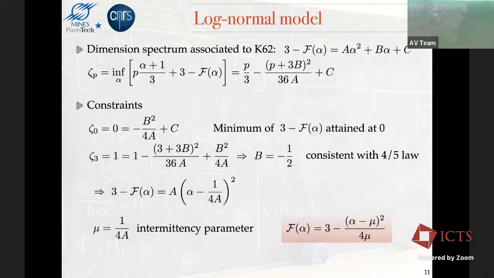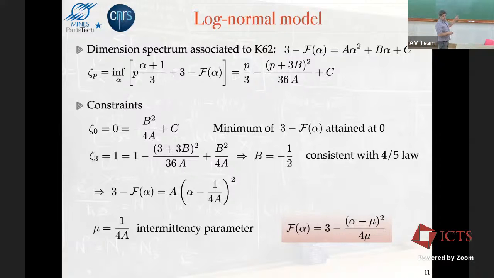So let's go back to your questions about constraints on this f of alpha. Let us take this simple example where 3 minus f of alpha, which is like this h of alpha, is just a quadratic function, a parabola. From the formula that we had to relate the scaling exponents, we now have two constraints. The first is that the scaling exponent of order 0, which is something to the power 0, should be 1, so the scaling exponent should be 0. This tells us that we have to have this equal to 0.